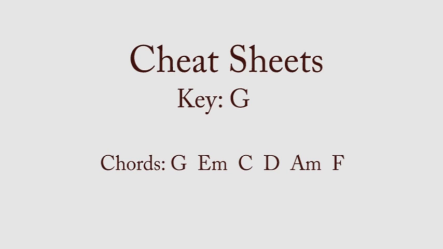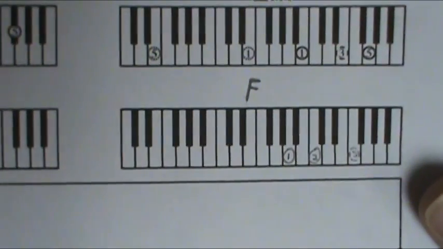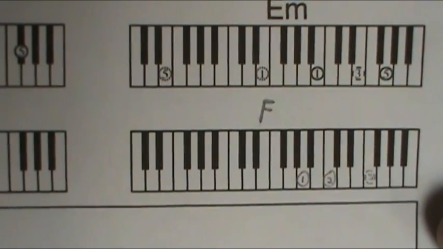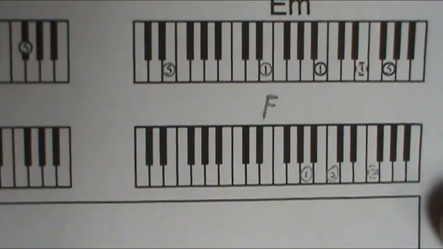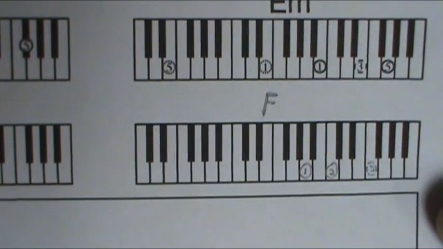So what you'll do on your cheat sheet, and I'll hold this up to the camera, is just draw in a little thing on F there, like that. So your fifth finger will be on F, second finger on C, first finger on A.